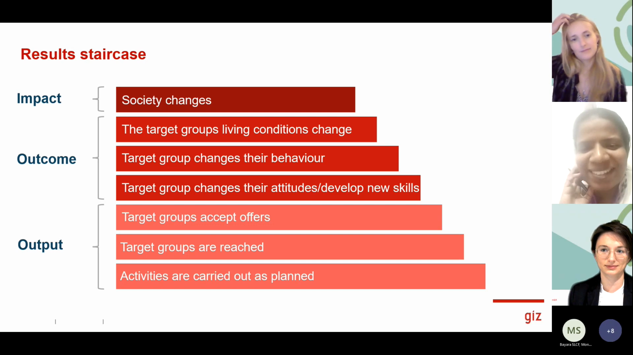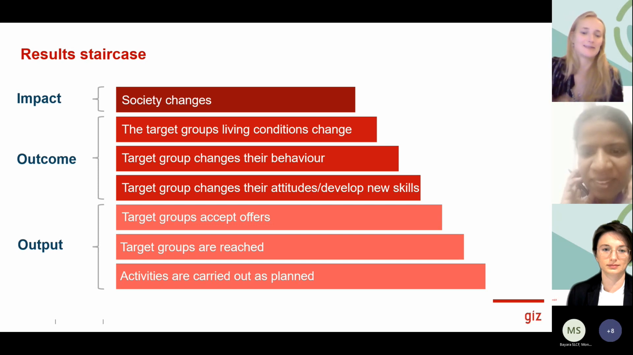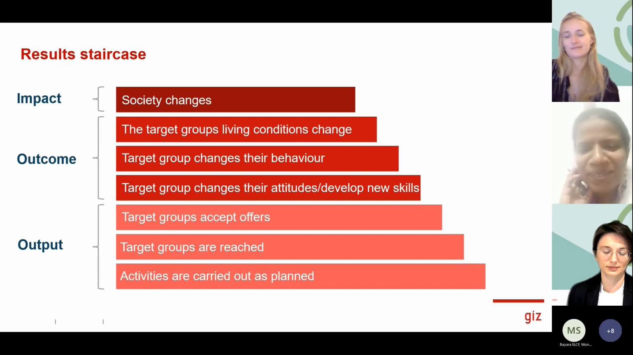Thank you so much. So maybe just to give you an example, for a lot of projects, something like a kick-off meeting with the target group is very often used, or also a consultation with the target group even before you start your project. Something like this is normally something that leads to the target group accepting the offer. Thank you so much.